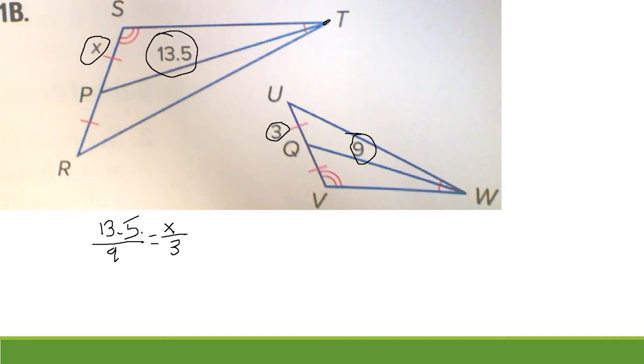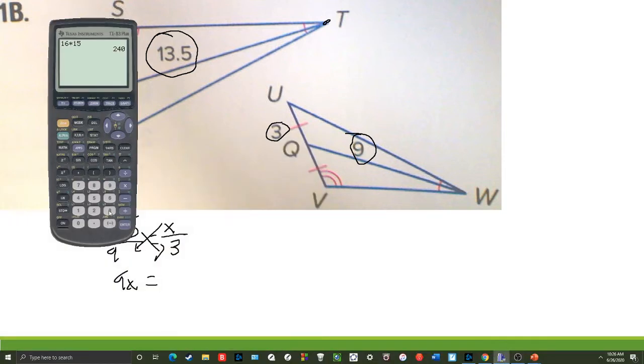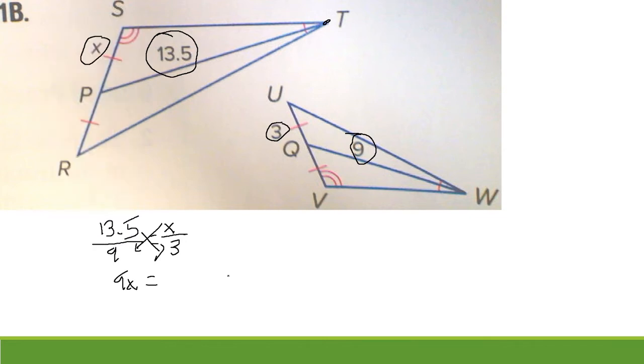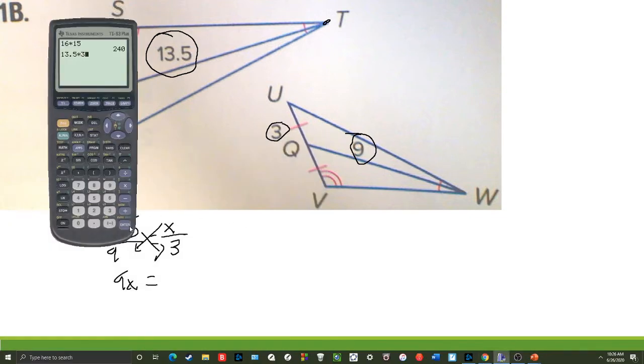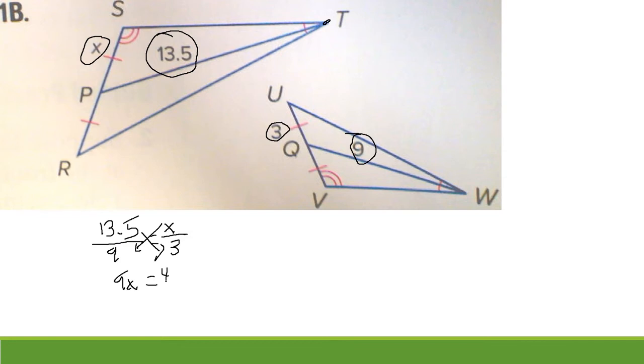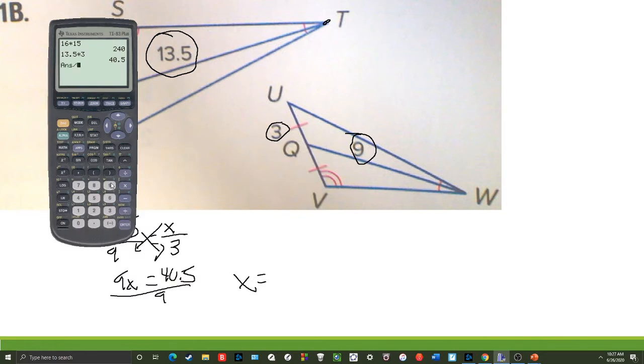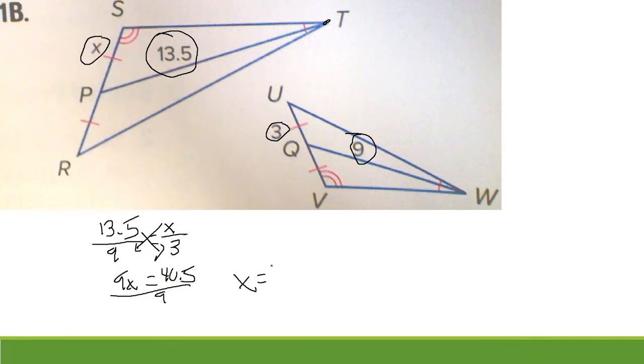So now we can go ahead and cross multiply. So we get 9x is equal to 13.5 times 3, which I could probably do in my head, but don't feel like. There you go, 40.5. And then divide by 9, and we get x is equal to 4.5.